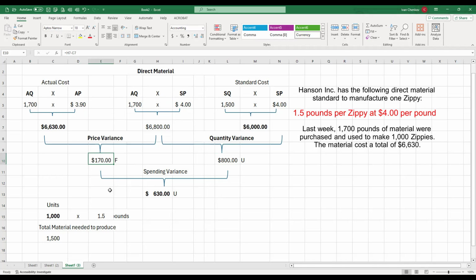For that reason, our overall spending is $630. Make sense? $800 overspending, $170 saving. So overall, we're overspending $630 only. Okay, that makes sense.